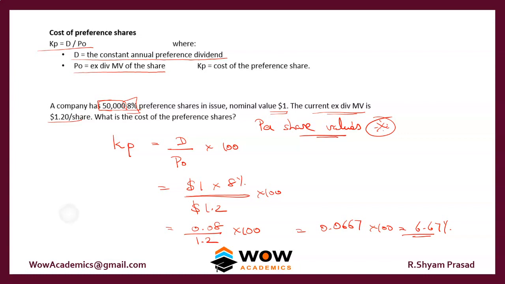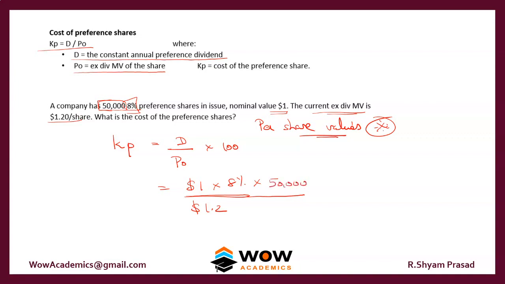Okay, so if you want, we will solve through that also. If you solve it through the whole numbers, $1 is the nominal value, 8% is the dividend percentage, and 50,000 is the number of shares in issue. So that is the total worth of dividends. If you multiply, that's your numerator. Your denominator is the total value of preference shares, so 1.2 into 50,000. If you solve this, usually this and this get cancelled. So either way, it's better to always do the problem in per share value itself. That's about the cost of preference shares.